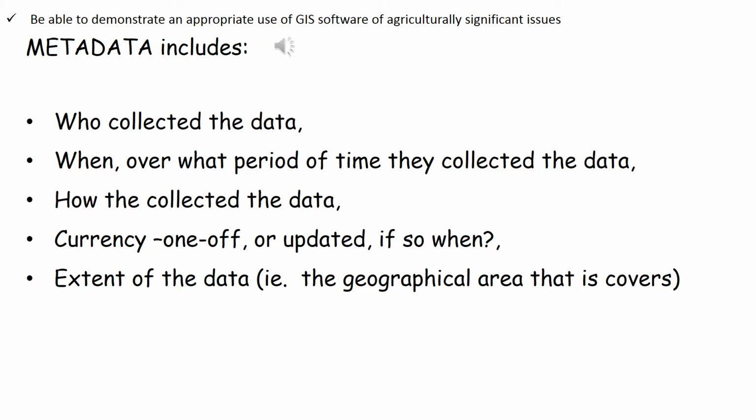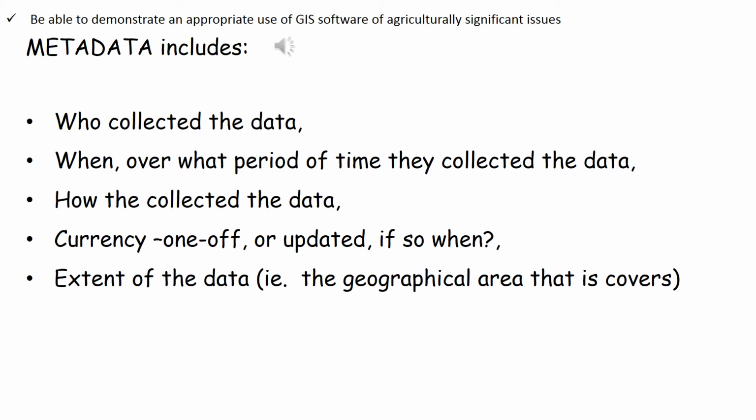So with respect to a spatial data set that you are looking at using, sourcing or maybe even purchasing for your analyses or for your mapping, the metadata is available online to allow you to assess whether the information that you're seeking is appropriate or not. The metadata will include who collected the data, whether an individual or an organisation, and when the data was collected and over what period of time.